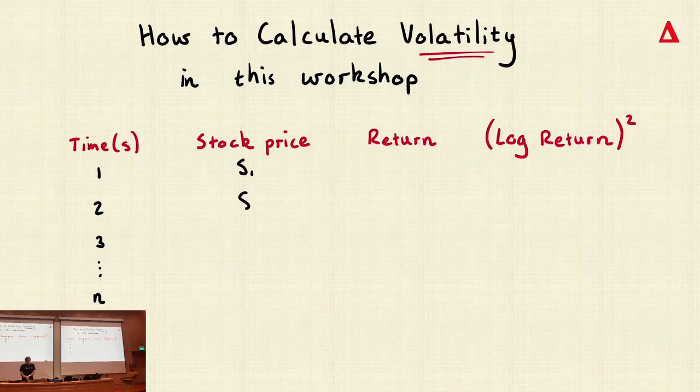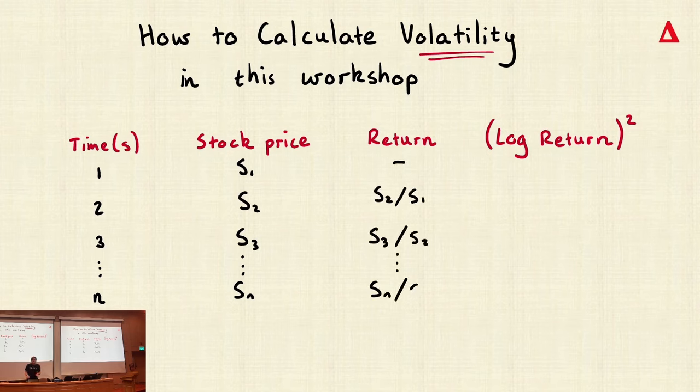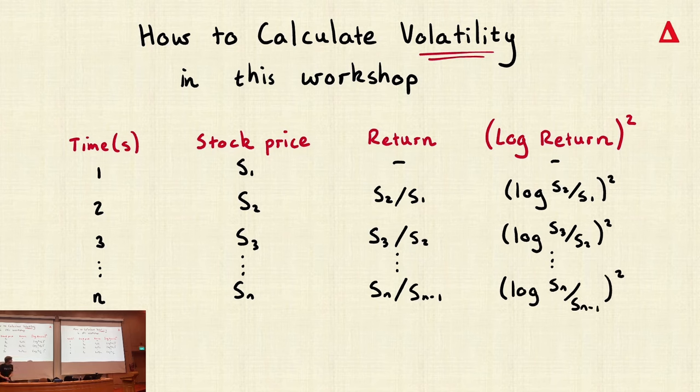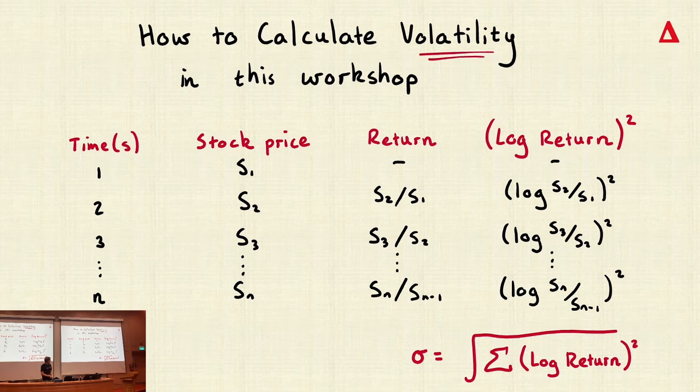So at each of those time points, we'll have the stock price, and we'll talk a little bit more about that in a second. Then we just calculate the returns, take the log of each of those and square it. And then volatility is just, if you add up all those log returns squared and take the square root, you've got volatility. So this code will be supplied for you anyway.